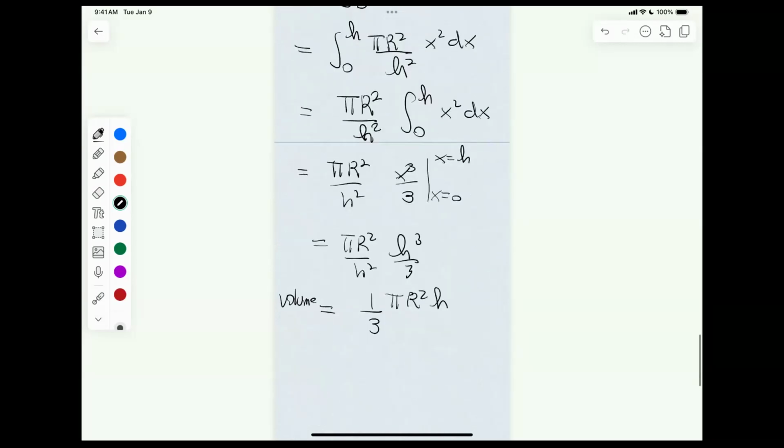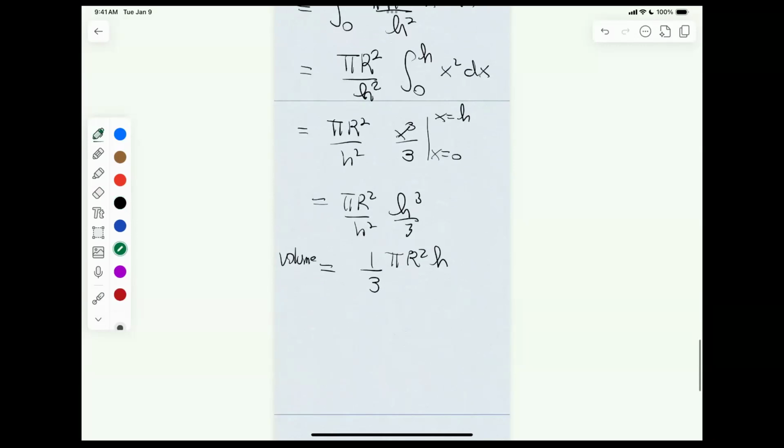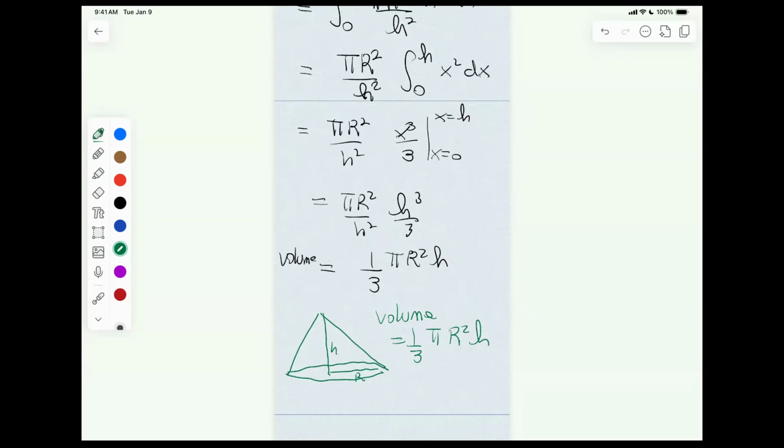So it's a useful formula. Let me put the diagram again. What we just found is that if this has a base of radius r and height h, the volume is a formula you may have seen before, by the way. The volume is 1/3 pi r squared h. So what that means, well, sorry, before I say what that means, is that making sense? Any questions about this?